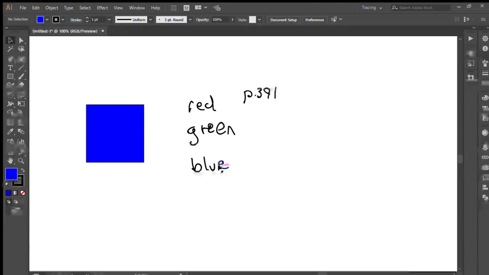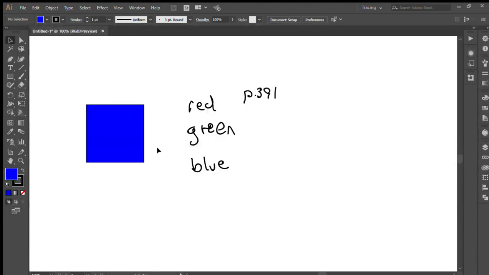Same thing: if we did it with green and shut down our blue and our red, what color do you think you'd see? You'd see magenta. So that's for additive colors.